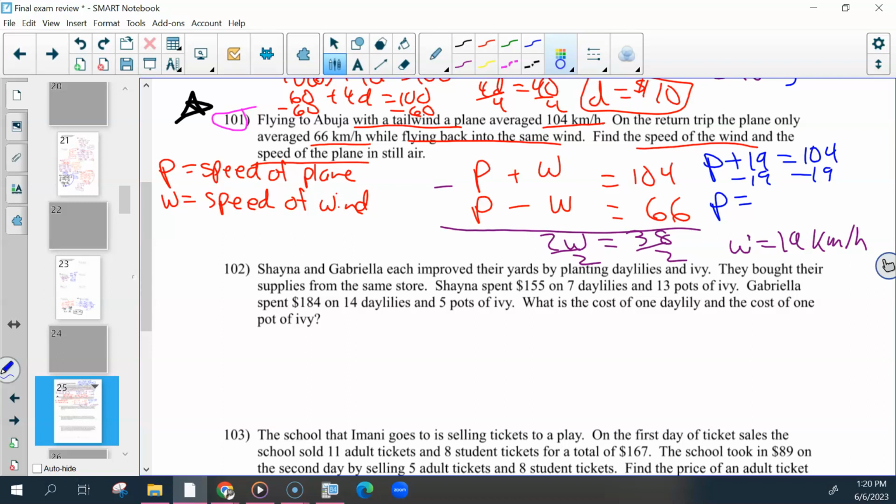What would P be? This would be another one where you look at your answers, because if your wind is going faster than your plane, there's probably an issue there. Questions on that, or other questions on this page? Go on to the next.